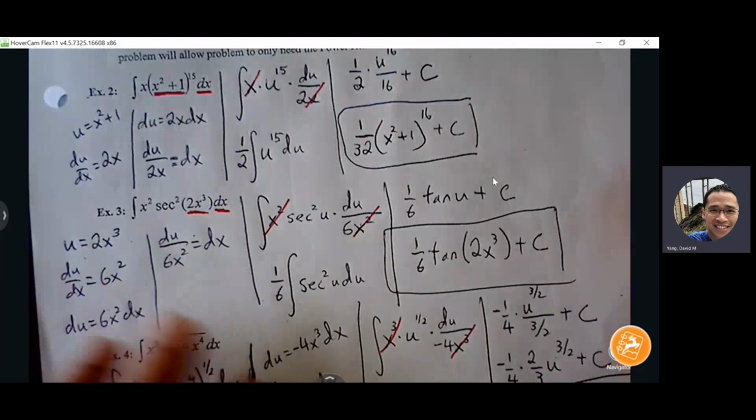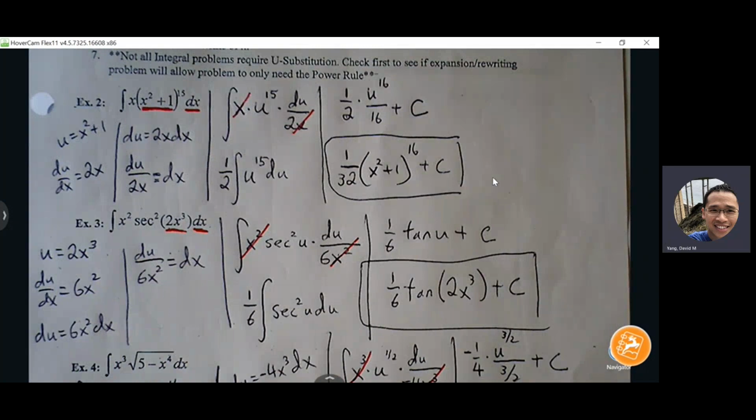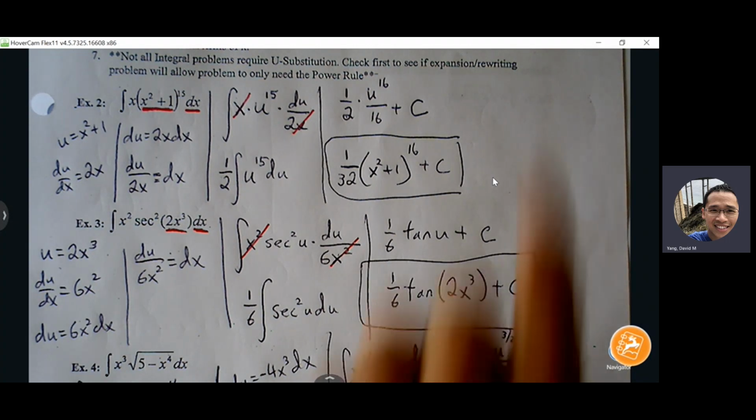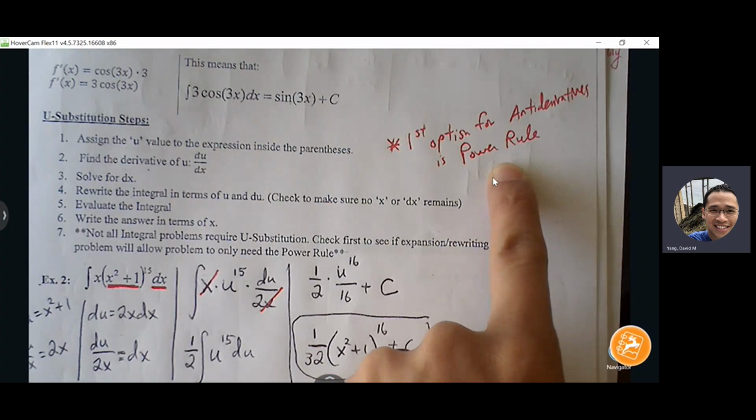Okay, so we talked about how anytime you see an integral anti-differentiation problem, you always want to consider your first option being power rule. Can I just use the knowledge that we have from the previous quiz, expand, clean everything up, separate every expression, no multiplication between any of the variables, and then apply power rule? Okay, so we always want to look for that as our first option.